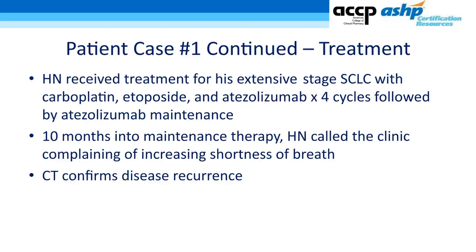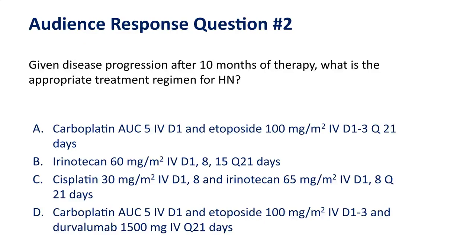So back to our patient case. HN did receive treatment for his extensive stage small cell lung cancer with carboplatin, etoposide, and atezolizumab for 4 cycles, followed by atezolizumab maintenance. 10 months into HN's maintenance therapy, he calls the clinic complaining of increased shortness of breath. The CT that was performed to evaluate this new shortness of breath did confirm disease recurrence. Given disease progression after 10 months of therapy, what is the appropriate treatment regimen for HN?